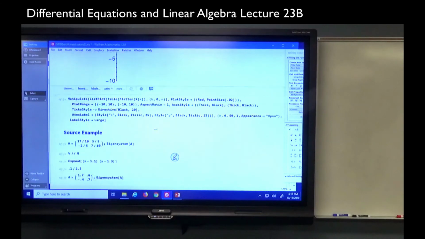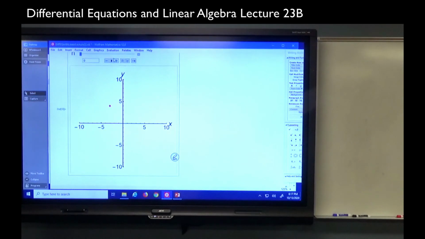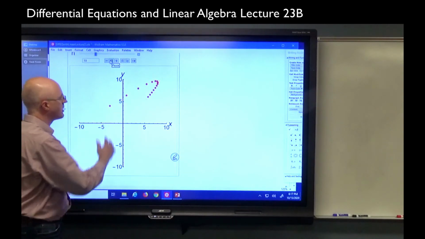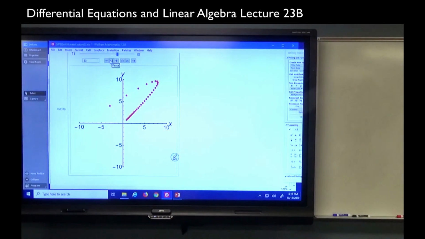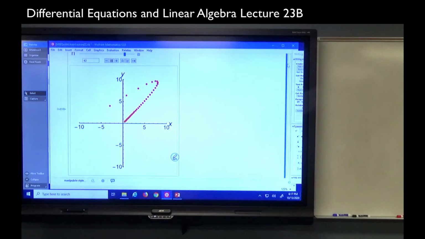And then we can animate it with Manipulate to watch the points head toward the origin as n increases. The origin is a spiral, excuse me, not a spiral. I said spiral because it kind of looks like it's spiraling, but it's not. It's sort of a partial spiral. It's not going around and around the origin. It's heading there as n goes to infinity. In the limit, it heads towards 0, the origin.